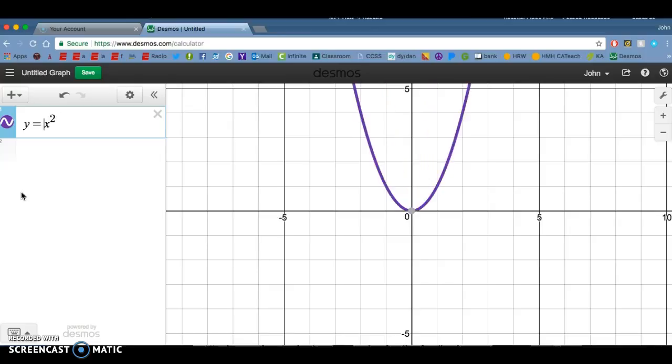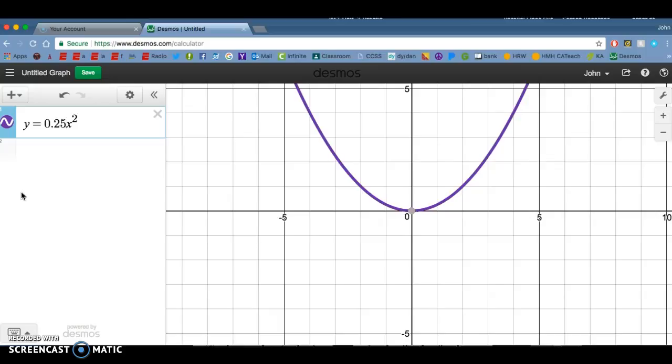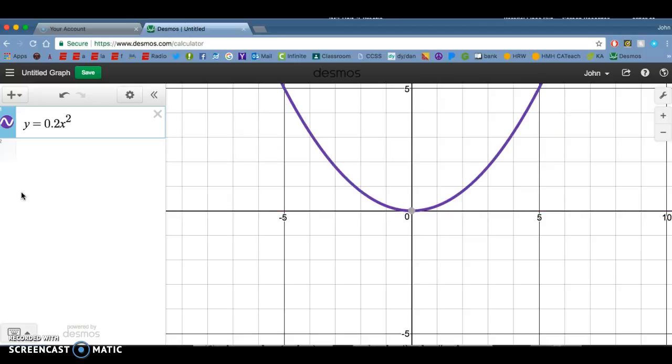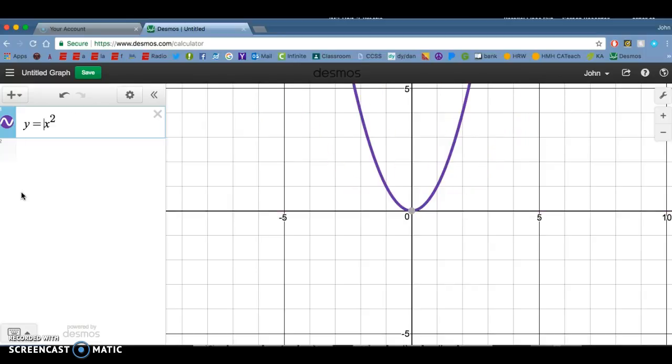So that being said, to make it wider, to open up more, we would want to multiply by fractions or decimals, like 0.5 or 0.25 or 0.1. See how it gets wider and wider and wider? Okay, there we go. And we can keep on going like so. There we have it. That's how we get wider and narrower, by changing the coefficients of our x squared. Okay?